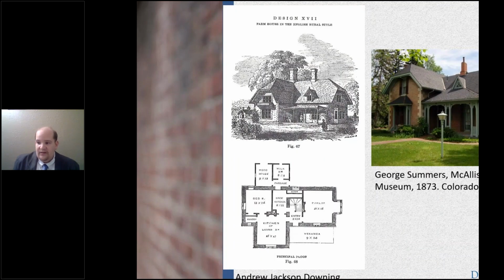Now, architectural drawings also provide inspiration for architects themselves. So the idea behind this was shown by an image of the McAllister House Museum, which is in Colorado Springs, Colorado. And it was designed by George Summers, built in 1873. Now, Summers was inspired by images and plans of English cottages, like the one in Andrew Jackson Downing's The Architecture of Country Houses that was published in 1850.